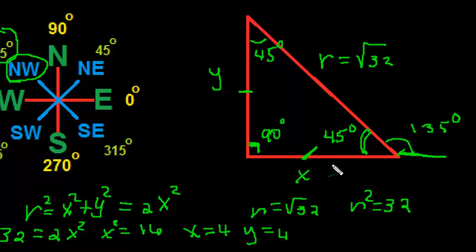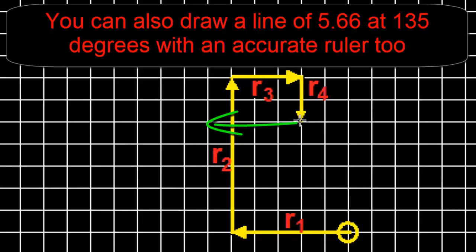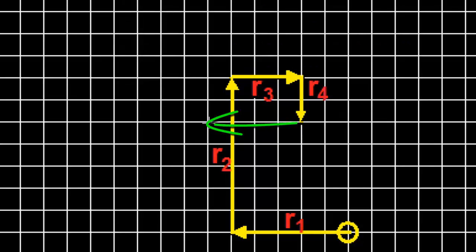So this here is 4 squares in this direction, the negative direction of x, and this here is 4 squares in the positive direction of y. To draw vector 5, now we know we have to move 4 squares in the negative direction of x. This would be 1, 2, 3, and 4. And 4 squares in the positive y direction. 1, 2, 3, and 4. And this would be R5.